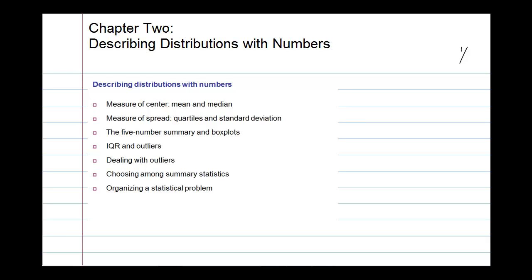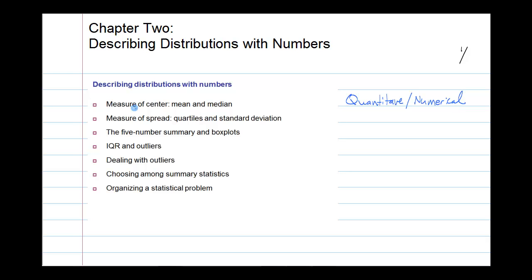In Chapter 2, we're going to look at describing distributions with numbers. One important thing to remember in this particular chapter is we are always going to be working with quantitative random variables, quantitative data, and of course another name for quantitative is numerical data. We will not be working with categorical data in this particular chapter because we have other ways to describe distributions that have categorical data instead of quantitative data.